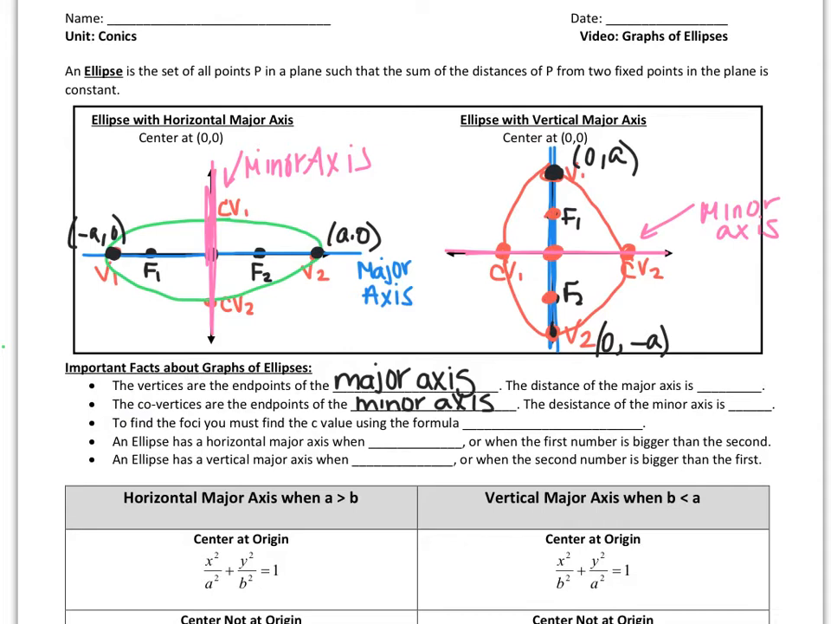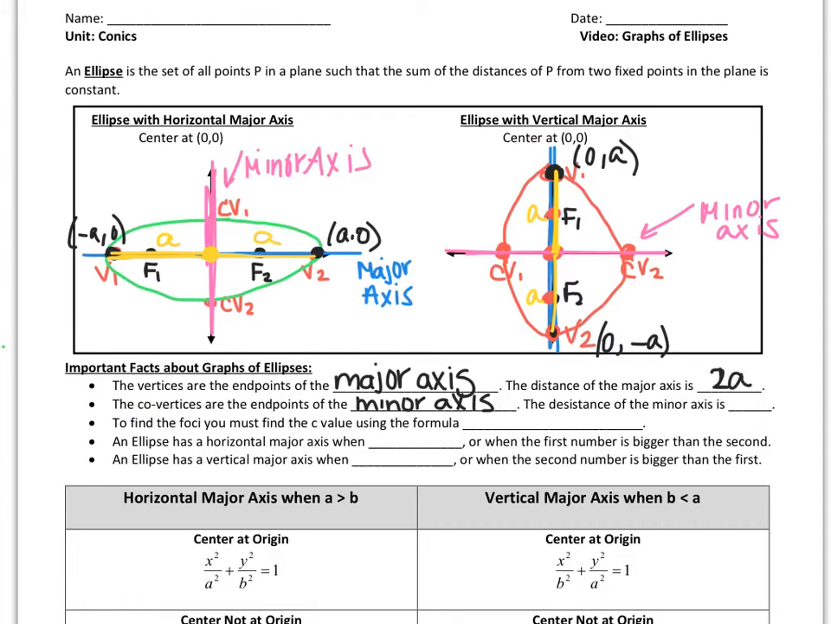So, what does that tell us? That tells us that the distance from the center to the end of the vertices, so from here to here, is A. And from here to here is also A. Same thing now here. From here to here is A, and from here to here is A. So we say the distance of the entire major axis is 2A. If this is A and this is A, the whole thing is 2 times A. From here to here is A, from here to here is another A, so that distance of the major axis is 2A.